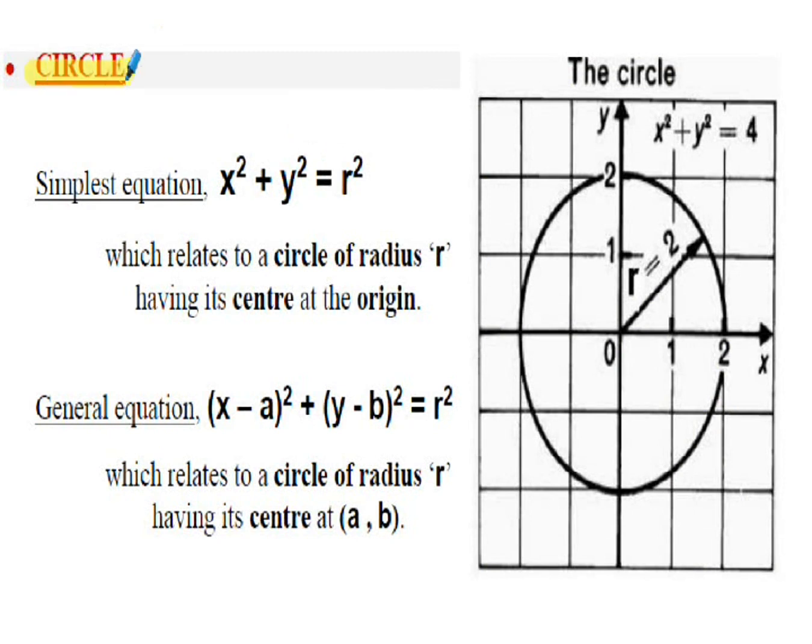Let's look at the equation for a circle. The simplest equation is x squared plus y squared equals r squared, where r is the radius of the circle. In this case, this circle would have its centre at the origin. The general equation is (x minus a) all squared plus (y minus b) all squared is equal to r squared. This is again a circle of radius r, but its centre is at location (a, b). The diagram on the right hand side shows you an equation in the simplest form, x squared plus y squared in this case equals 4, where the radius is 2.